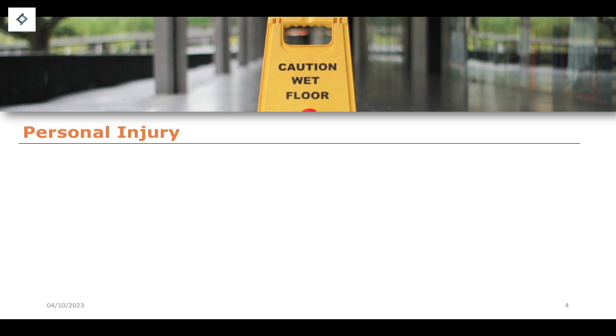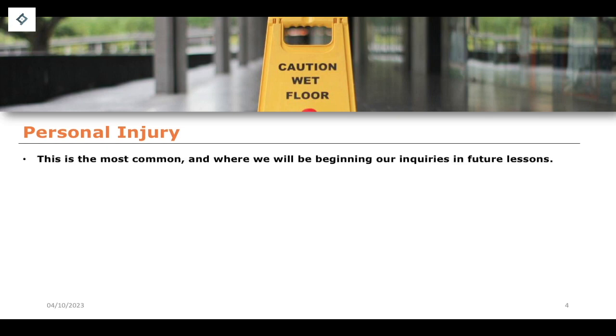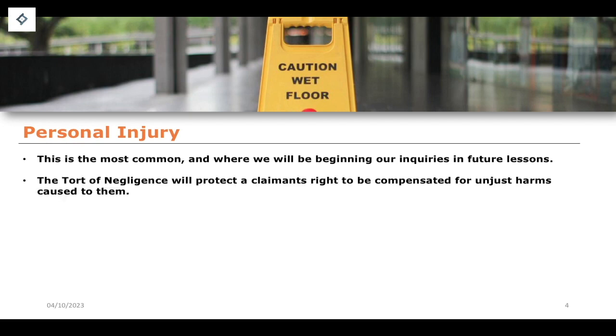Now, the most fundamental and foundational of these protected interests is that of personal injury. The most common is, of course, that you are protected in terms of personal injury claims. This is done mainly through the tort of negligence. Negligence will protect an individual against unjust harms which are caused to them. Negligence is also by far the most litigated of all of the torts, and we're going to get into negligence beginning in the next lesson, and examine it in far more detail.